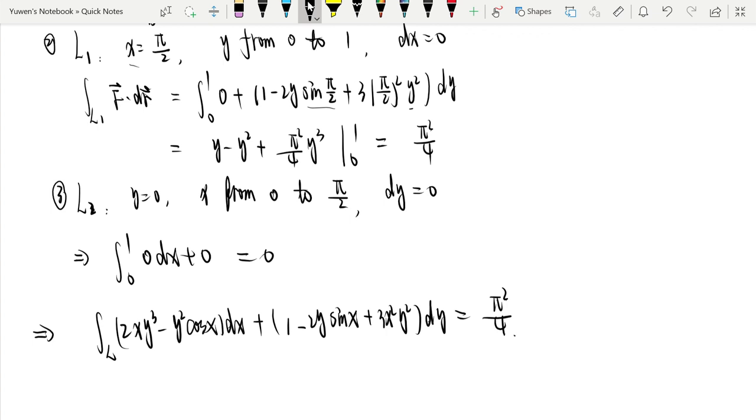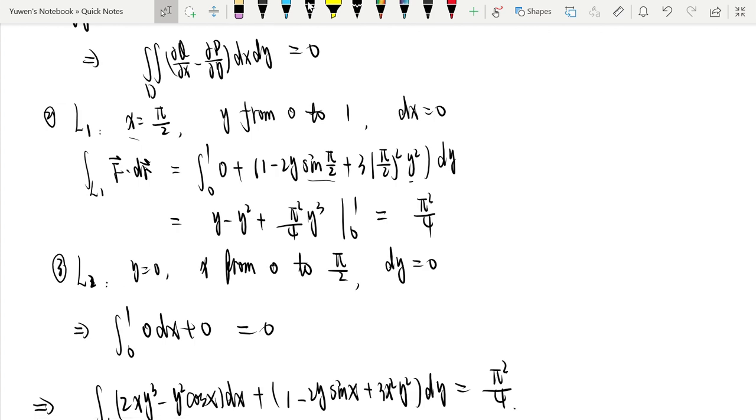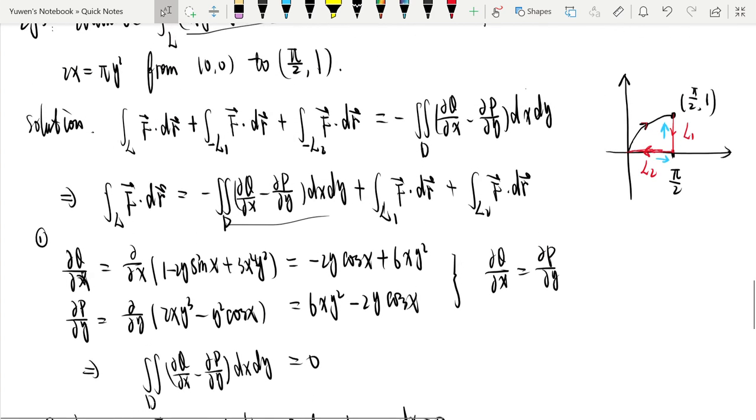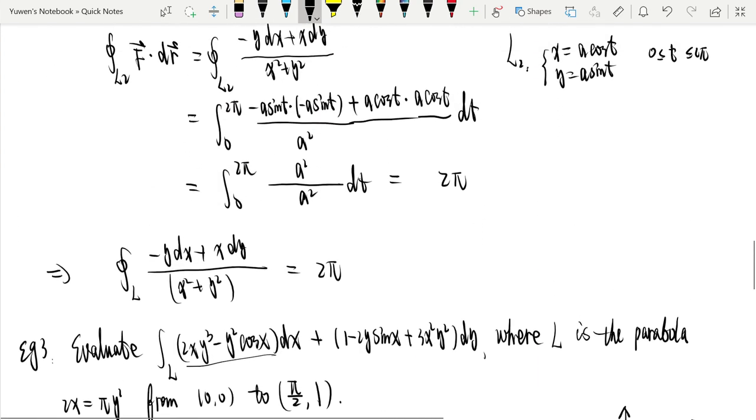That's a trick: if we choose the auxiliary lines, it's better to use horizontal and vertical lines, because it's easier to compute. For horizontal lines, the expression is y equals constant, so dy equals 0, and for vertical lines x equals constant, so dx equals 0. So it's easier to compute. Okay, that's the application of Green's theorem to line integrals.